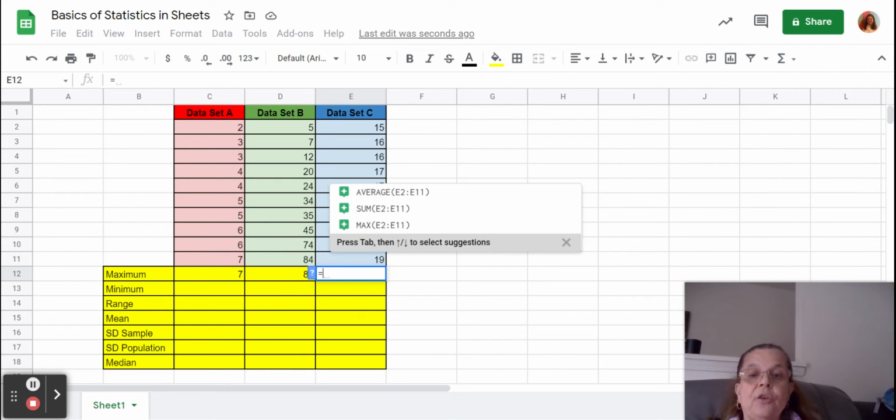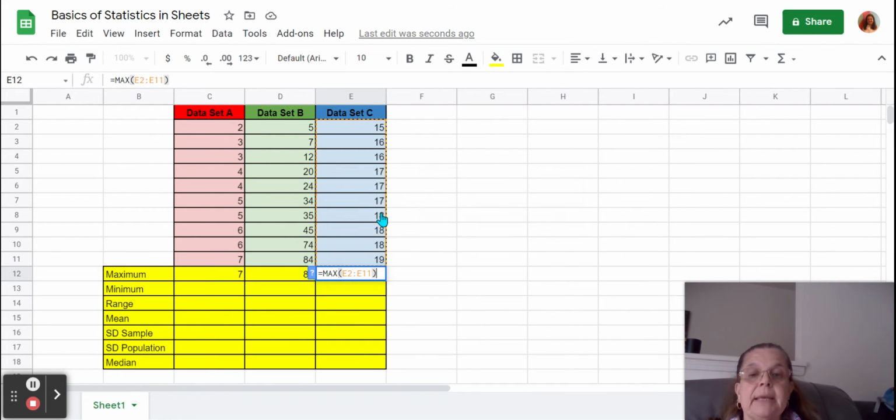I'm going to try it again one more time. Equal, and you're going to see max already show up from E2 to E11. Look at the orange frame around it. It's telling you that's the area it's grabbing. Hit enter, and the maximum is 19. So it worked very well.